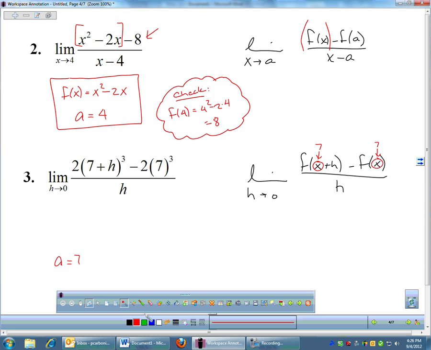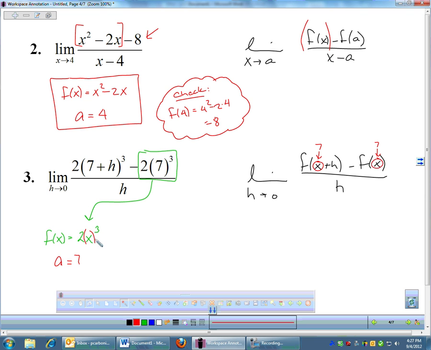And then I'll look at this piece right here. This pretty much tells me what my function is, except instead of x, I've plugged in 7. So based on that, I know that my function is 2 times x to the 3rd power. So there's f of x, and if you want to double check it, if I plugged in x plus h, it'd be 2 times x plus h cubed, and I'm confident that I have the correct function and the correct point.